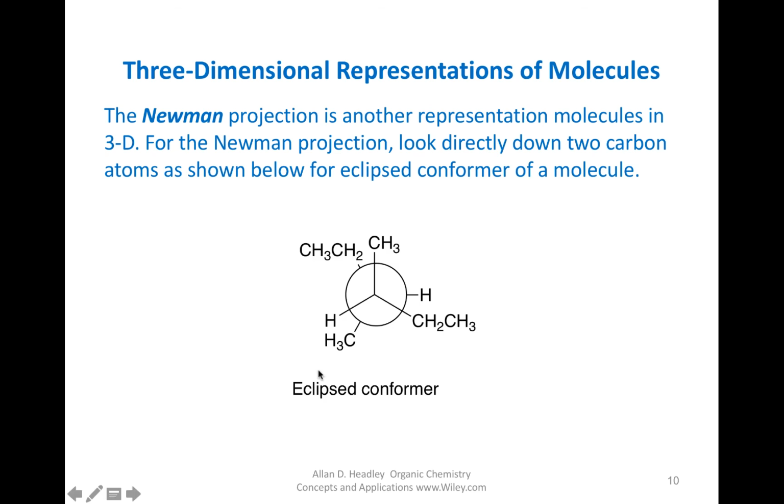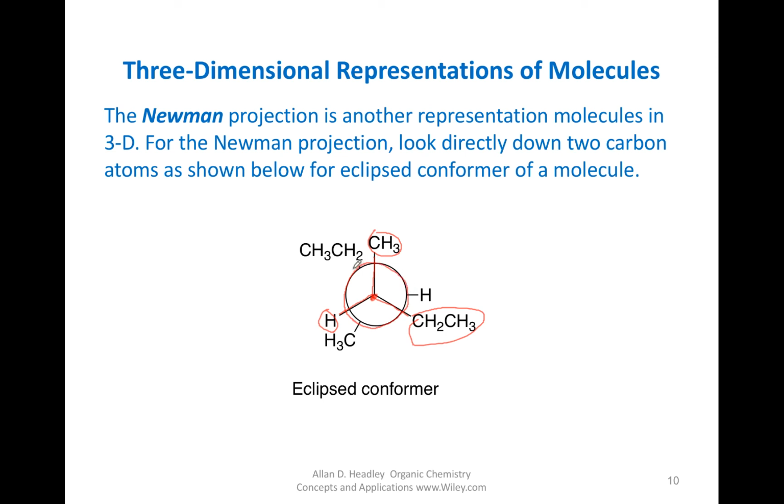So what's done is we have here the front carbon, and we have one line, three lines actually, to show the three different groups on that front carbon. The back carbon you can't see, so we have a circle to represent that there is a carbon in the back.